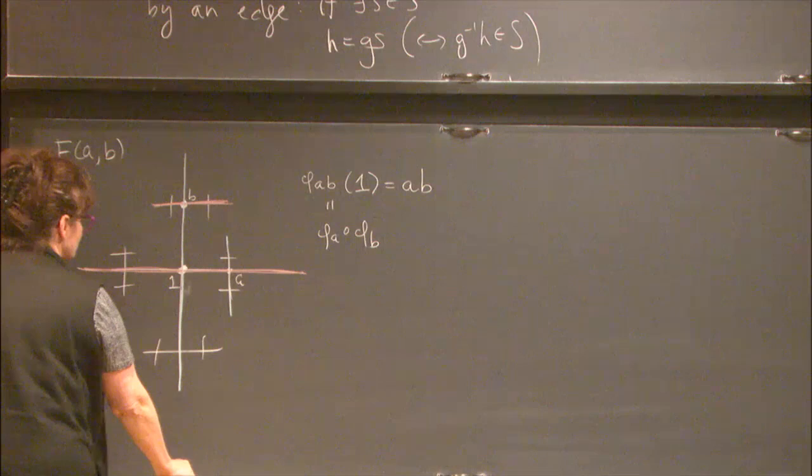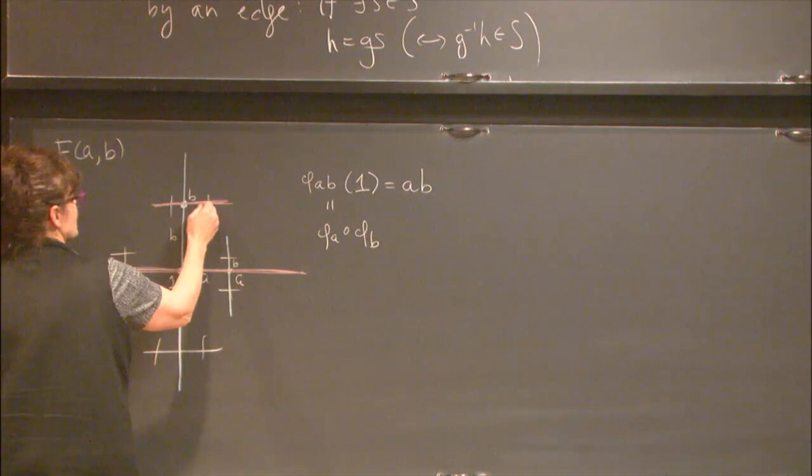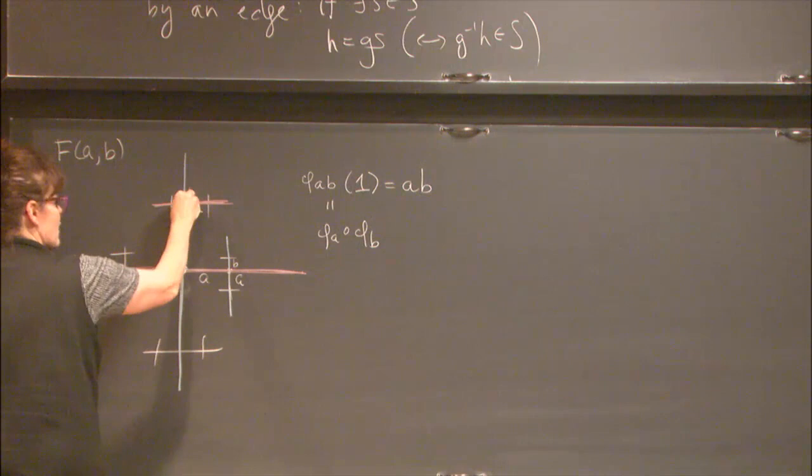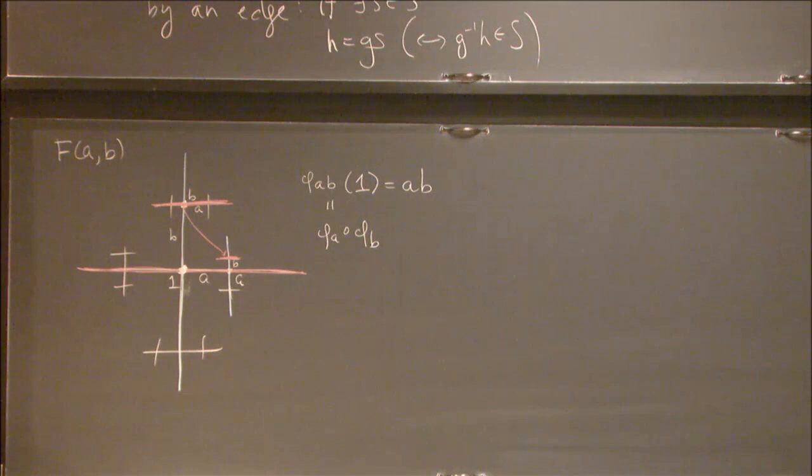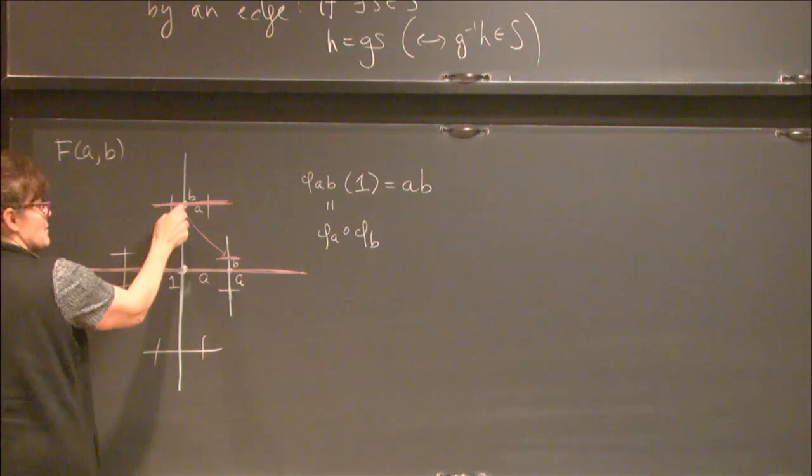Let me label a couple of these edges too. This is a B, that's a vertex B, and that's an edge labeled A. So first the identity goes there, and then that whole red line gets moved to here. So in fact, this vertex does get sent to there. But it's not the way you would think, because I read the path AB, but the transformation first takes me there and then takes me there.